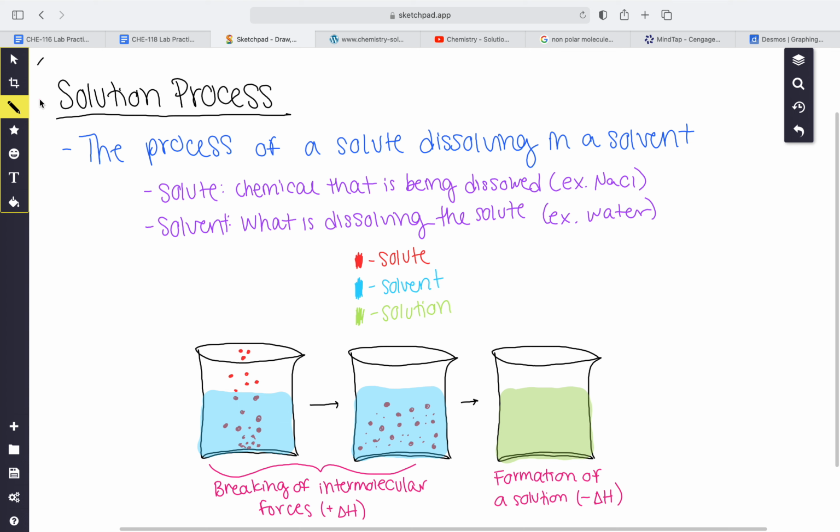So some key definitions are solute and solvent, and then also solution. A solute is a chemical that is being dissolved. So for instance, salt or NaCl. And then the solvent is what is dissolving the solute. So the solvent is the thing that is going to be breaking apart the molecules of the solute in order to create a solution. I have a little picture here depicting that.